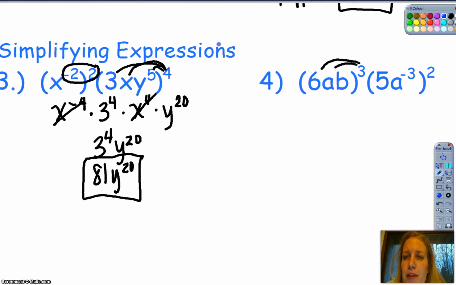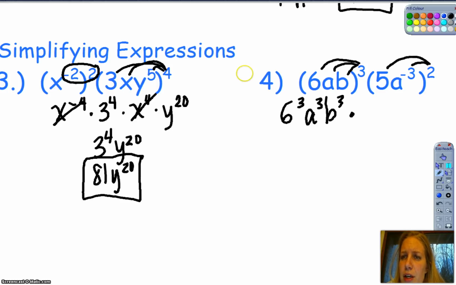You're going to cube everything here. So this becomes 6 to the 3rd, a to the 3rd, b to the 3rd. All times everything squared here. So 5 squared. And then 2 times negative 3 is negative 6. Okay, so we have all multiplication. I see one negative, but before we can make it negative, we should put them together. So we have this a here to the 3rd and this a to the negative 6. 3 plus negative 6 is negative 3.